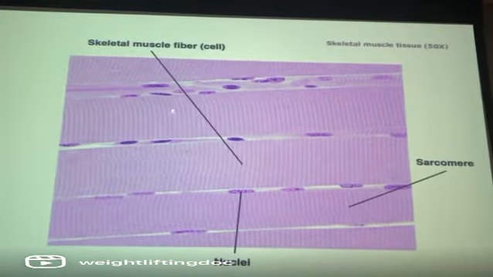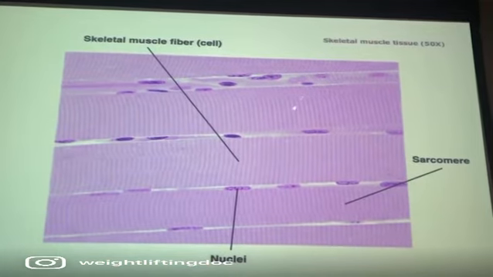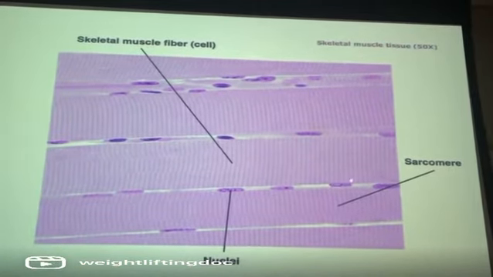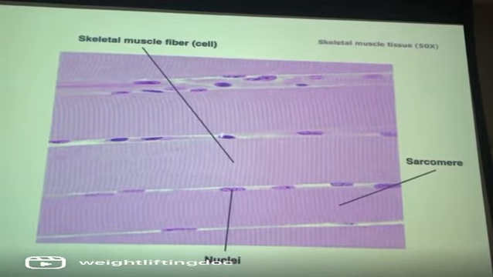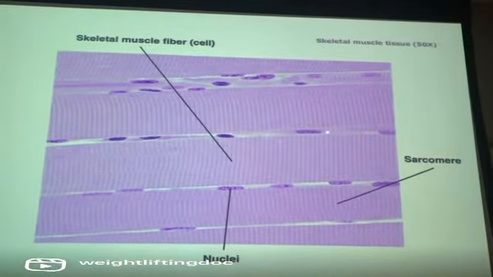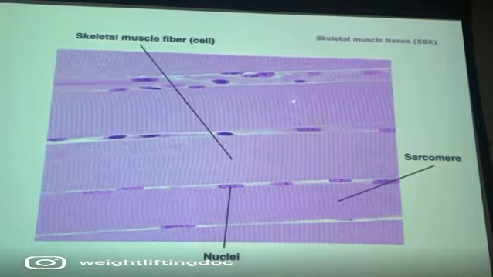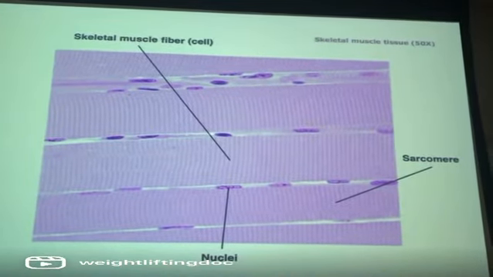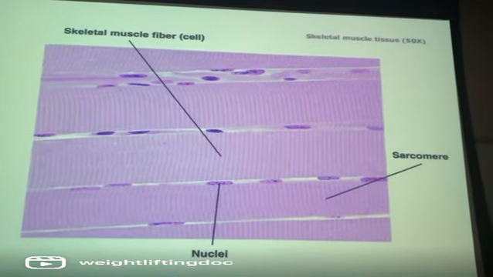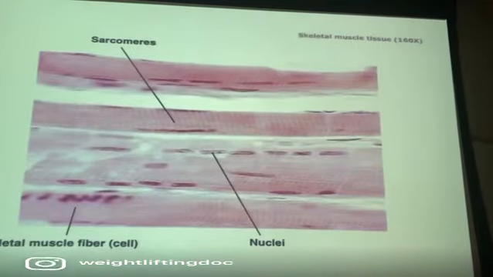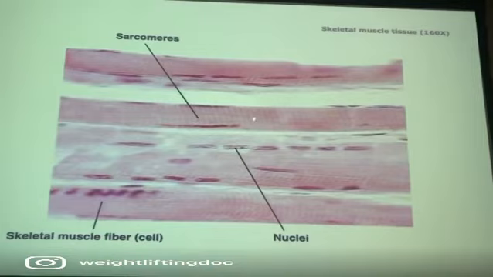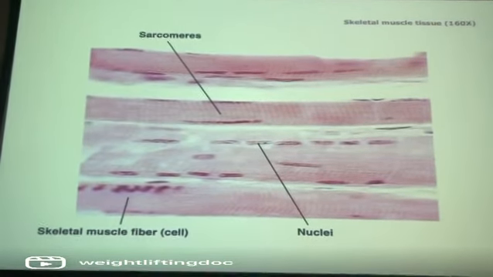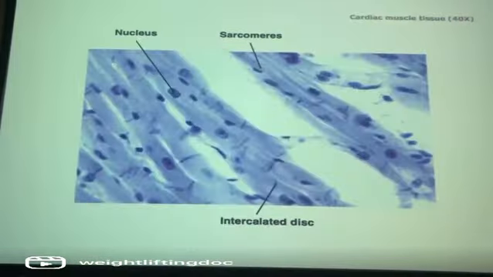You can see these wavy lines. Those are the striations. We look for striations with skeletal muscle. And multiple nuclei per cell. Sometimes it's hard to tell which one they're on, but there's definitely multiples. If you look at all those, there's more than one per muscle cell. Okay? So long straight fibers, multiple nuclei, and striations. I see the same thing here, and multiple nuclei, striations, and long thin tube-shaped cells or cylinders.